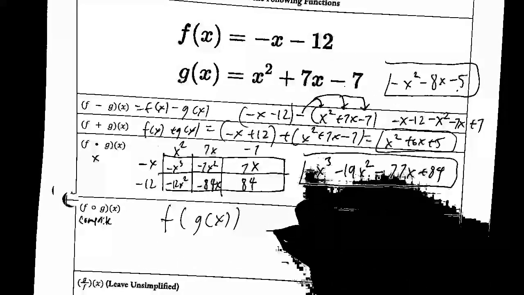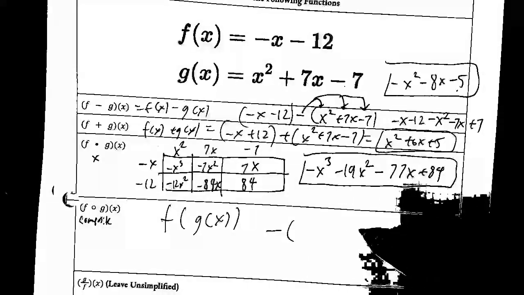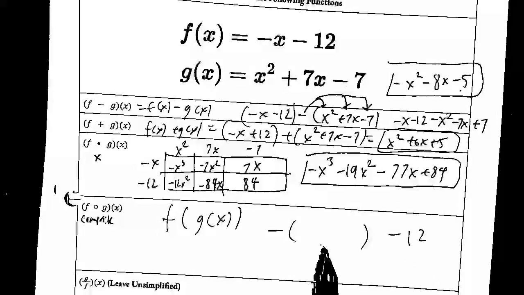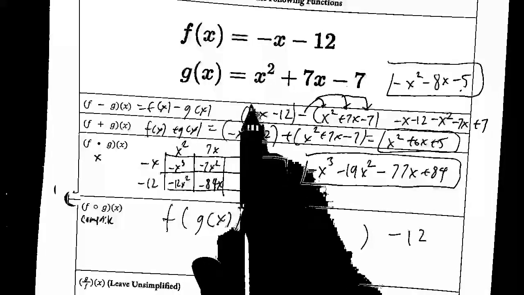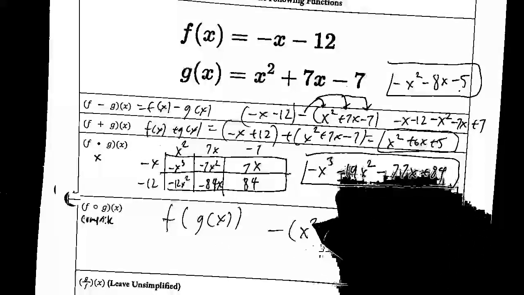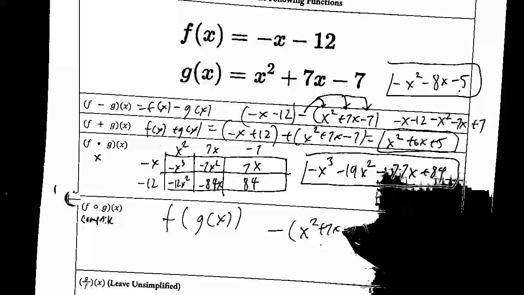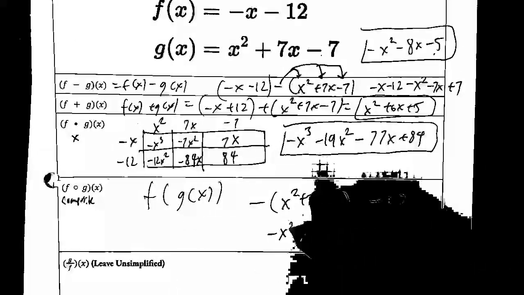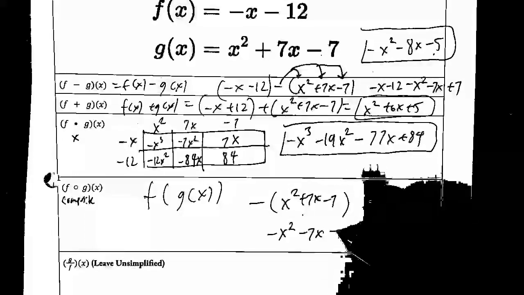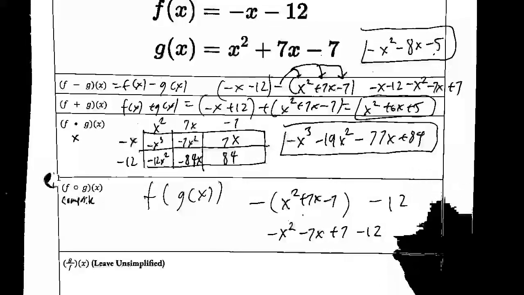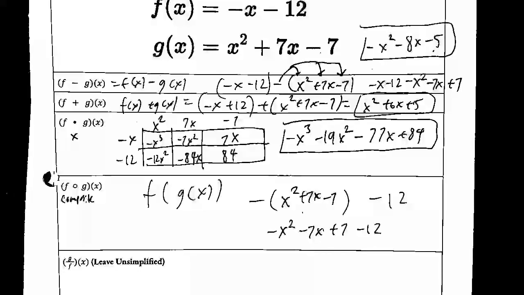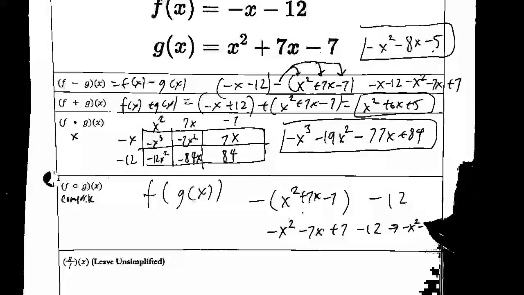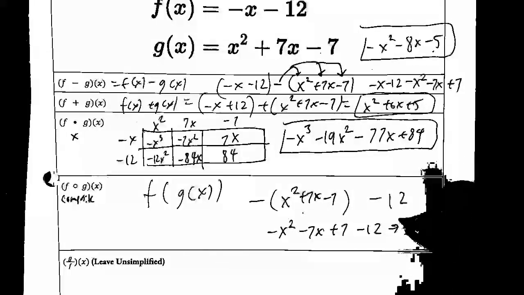So go ahead and just write the f out, and we're going to leave that x blank, like put a big parentheses there. And then what goes on the inside? The g goes on the inside. So in there, we're just going to put x squared plus 7x minus 7. We're going to distribute that negative through the whole thing. Negative x squared minus 7x plus 7, then minus the 12. We'll just combine the 7 and the negative 12, and we'll get negative x squared minus 7x minus 5.